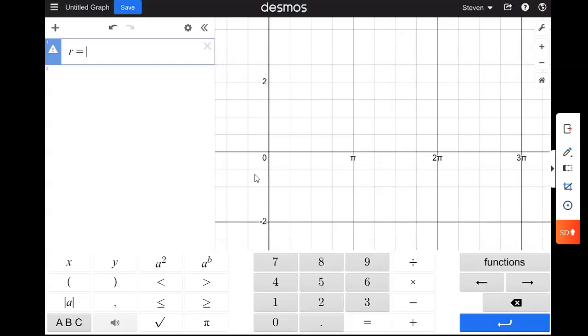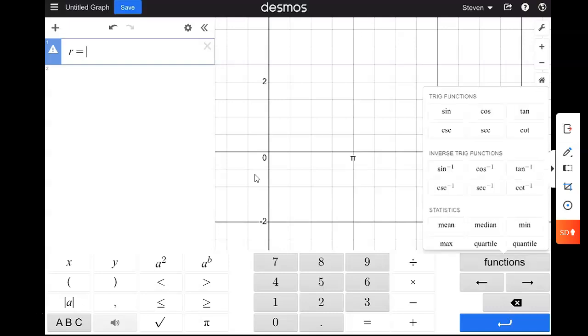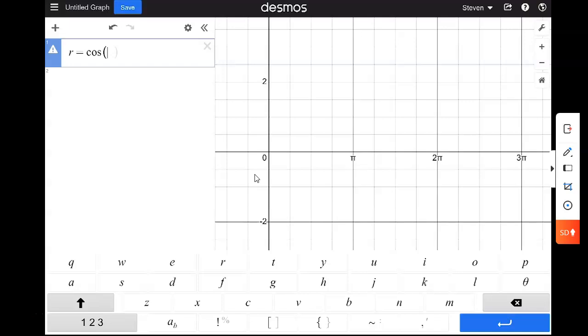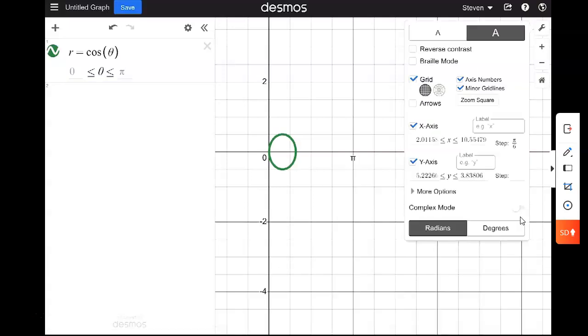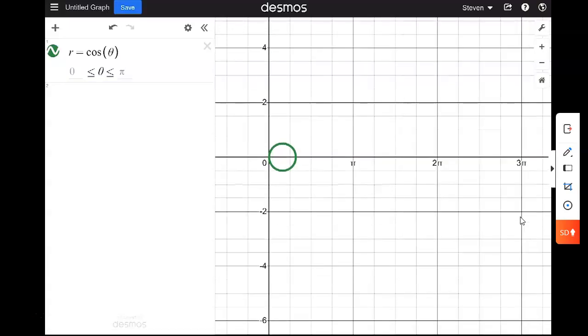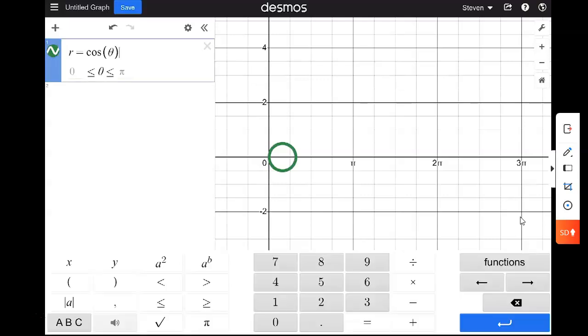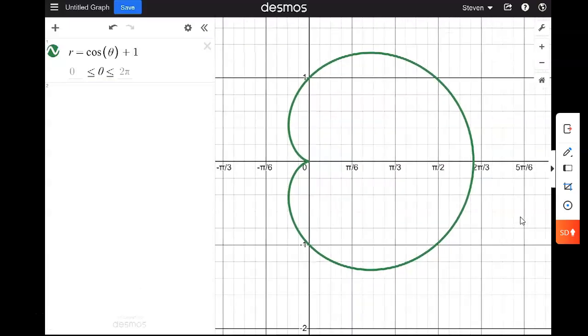to put in our equation. So we'll just do a very simple example. The first one we did was cosine theta plus 1. So we would go in here, cosine. And the theta variable is over here on the keyboard. Cosine theta. Let me make sure it's zoomed properly. There's zoom square. So just cosine theta itself, as you see, is just a circle. And then plus 1. There's our cardioid shape.